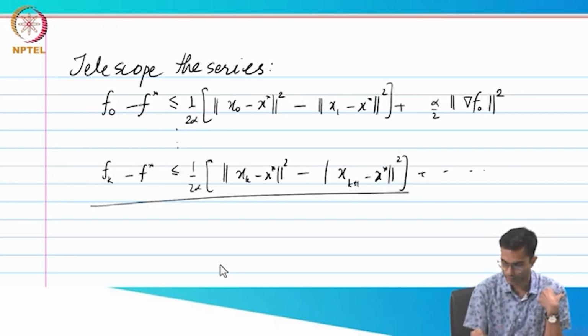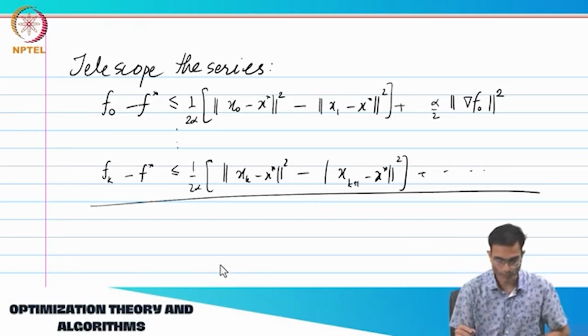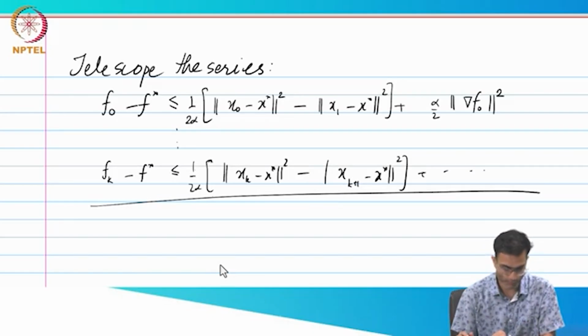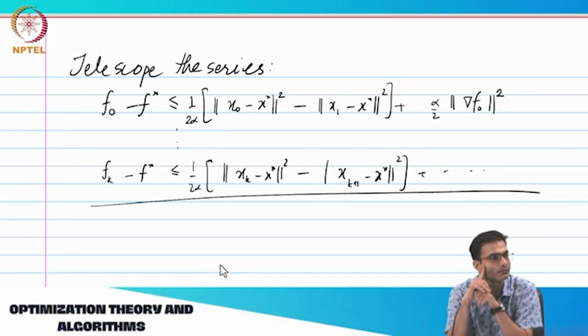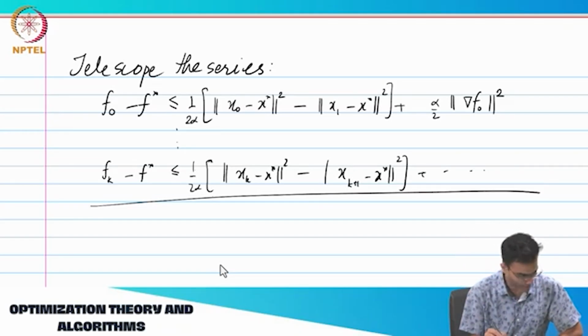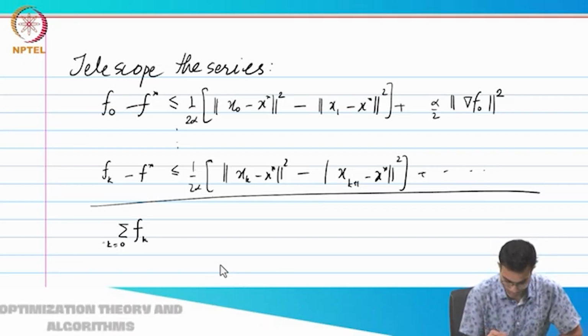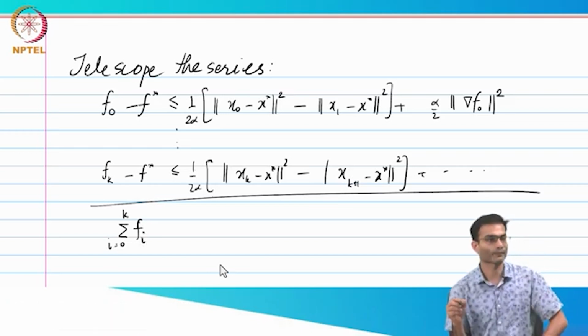And now if I, telescoping the series means to sum the left hand side and right hand side, okay. What am I left with on the left hand side? Does anything cancel? No, right? Life's like that. These terms don't cancel. So I have a summation f of i, i going from 0 to k, okay.